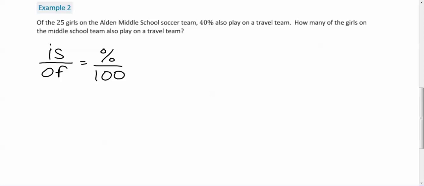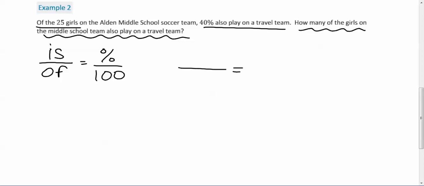So this example says, of the 25 girls on the Alden Middle School soccer team, 40% also play on a travel team. So we're going to underline some key stuff here. Of the 25 girls, 40% play on a travel team. We want to figure out how many of the girls on the team also play on a travel team. All right, so we are going to set up our own proportion after we wrote down is over of equals percent out of 100. That 100 is like free, woohoo! So now we've got to decide what we put where, okay?